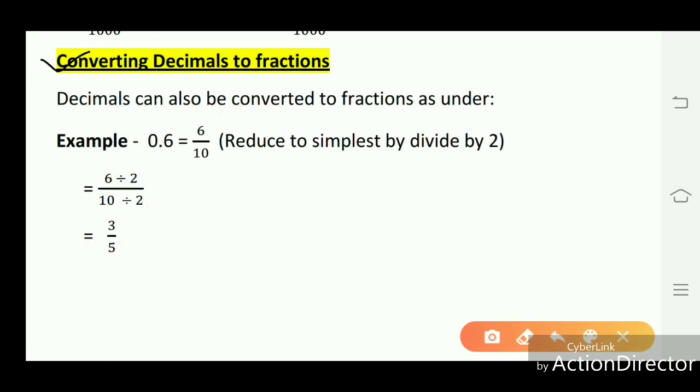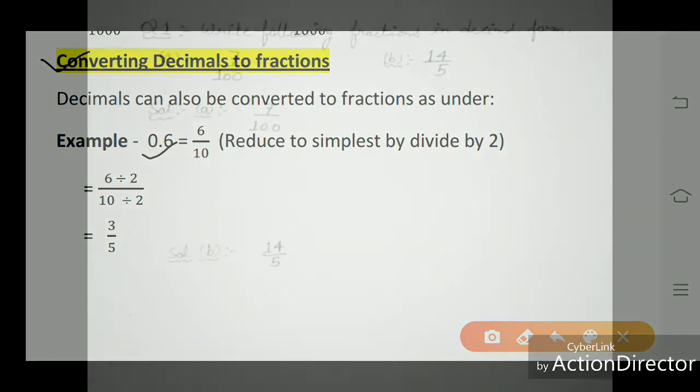Converting decimals to fractions. A decimal can also be converted to a fraction, as in the example 0.6 equal to 6 upon 10. Only the tenths place, so we write 6 upon 10. So the fraction form of 0.6 is 6 upon 10. Here we also reduce it to its simplest form, so we divide by 2. 2 3s are 6 and 2 5s are 10. So we write the fraction as 3 upon 5.